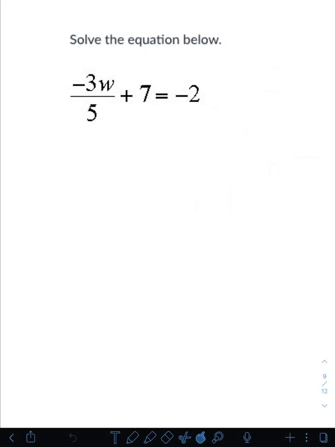Now this one looks a little weirder, but it's the same thing. We want to get the w alone. There are two things in the way: the plus 7 and then the minus 3/5 times w.